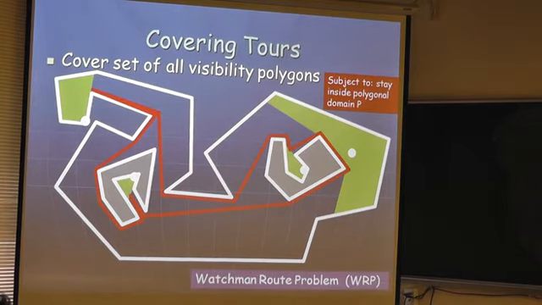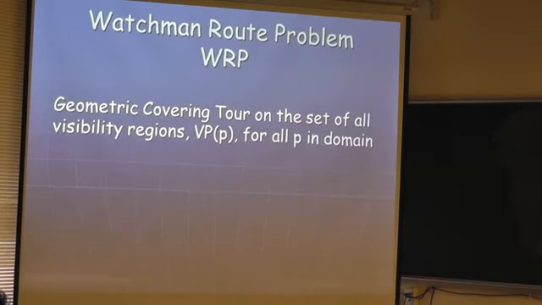And that's what the Watchman route is doing. So it's finding a shortest covering tour, a TSP tour, that must visit every visibility polygon. Furthermore, it's subject to a constraint that it must stay within the polygonal domain. It cannot cross walls. So it must visit every visibility region, and it must stay within the confines of the domain of interest, in this case, the polygonal domain in the plane. So that's the Watchman route problem. It's a geometric covering tour on the set of all visibility polygons, all visibility regions for all points in the domain.